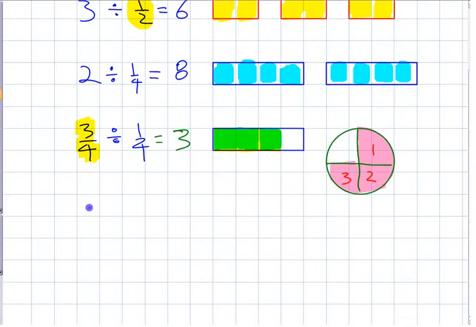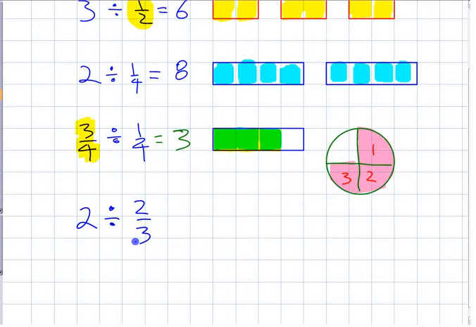Like, I don't know what your next one was that you were working on. Was it something like 2 divided by 2/3? Is that what you were doing? I don't know. Let's say we had 2 divided by 2/3.